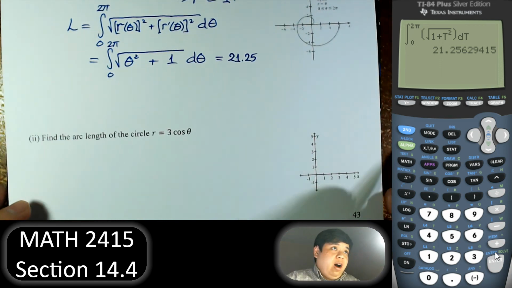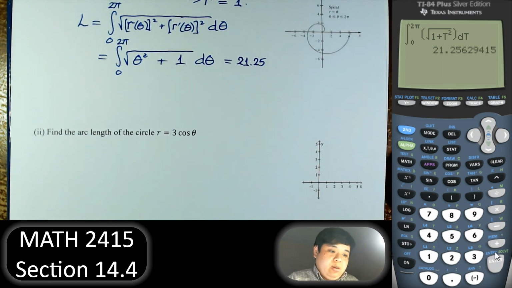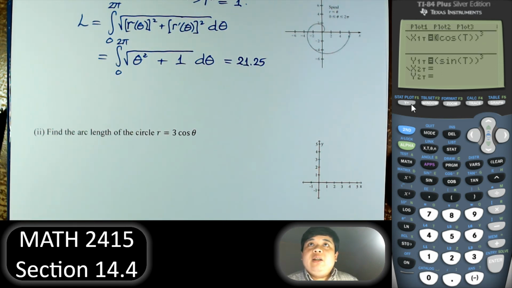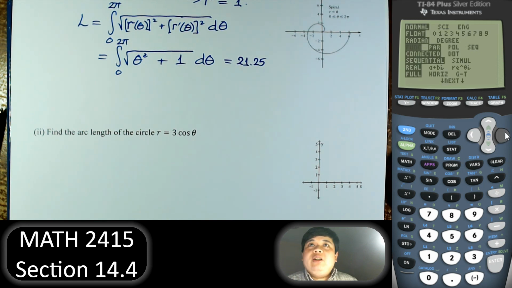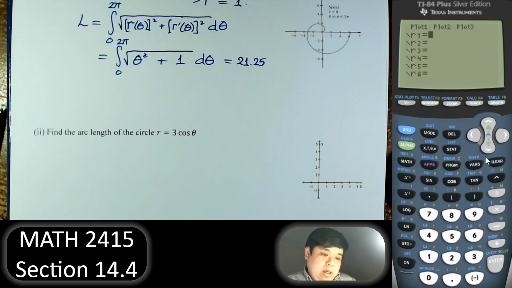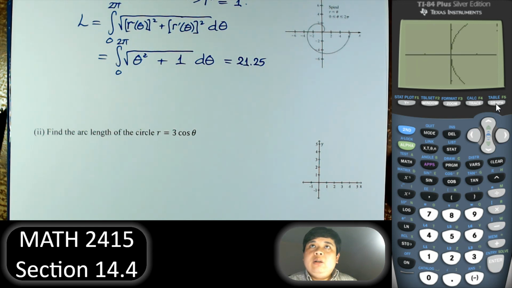Next, I'll find the arc length of the circle r equals 3 cosine. What does that look like? Now this is in parametric, I need it in polar. 3 cosine theta. Let's zoom out.